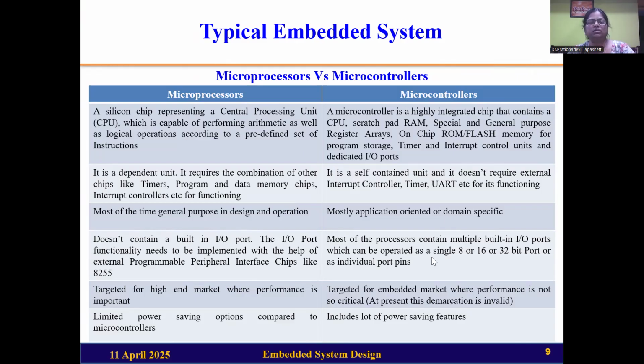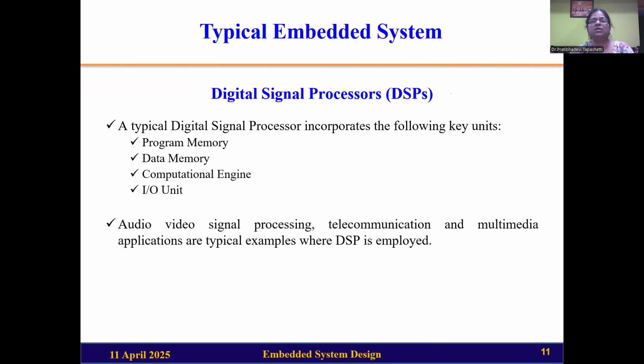All these things you already know. So these are the differences. Then digital signal processors are application specific processors. They are going to be very fast compared to normal microcontrollers. They are used for the data handling required in audio and video processing.